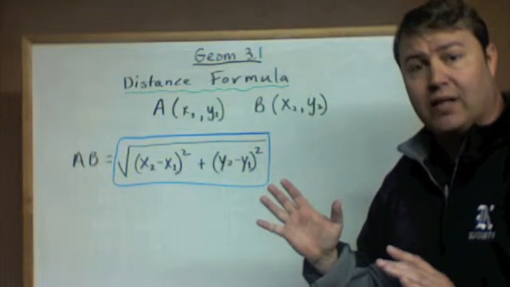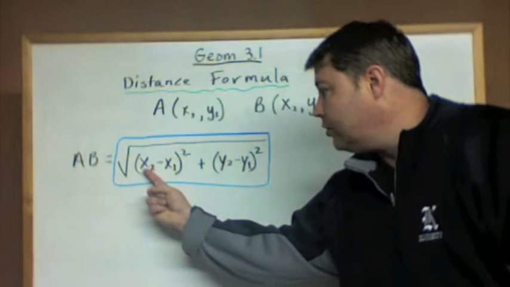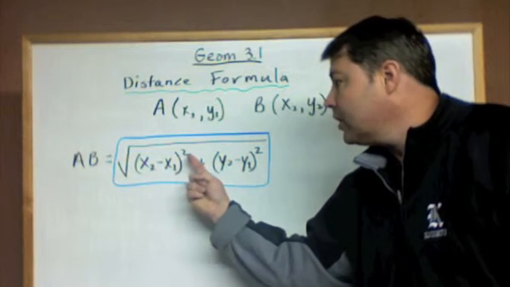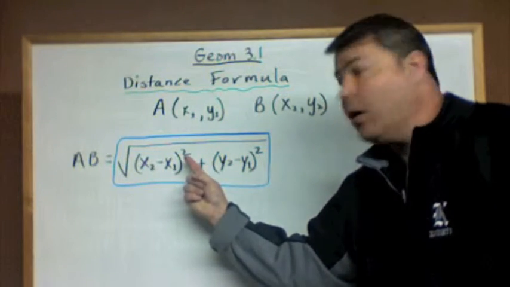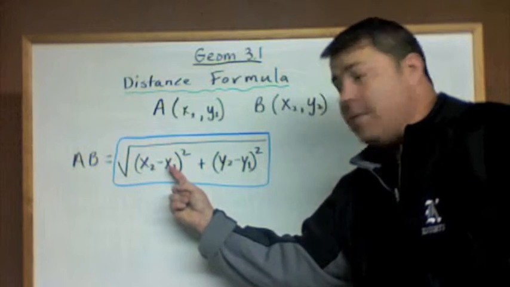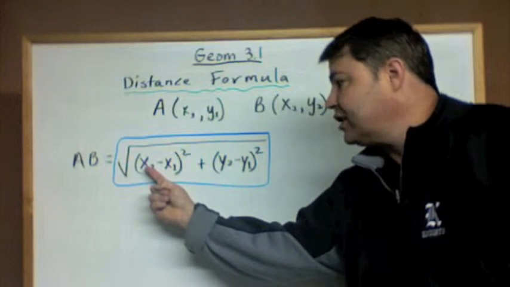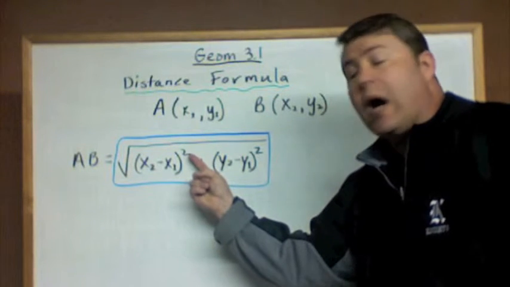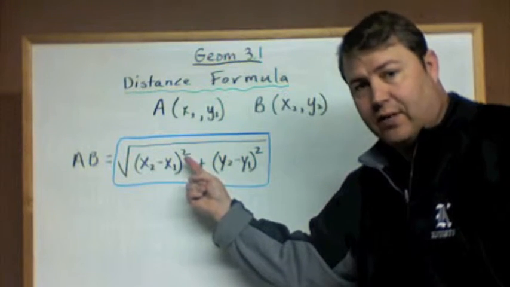You take the second point's x coordinate, x2, subtract the first x coordinate. Whatever you get there, you square. Now, x1 may be a larger number than x2, and if it is, you'll get a negative when you do that subtraction. But when you square it, remember that a negative times a negative is a positive.